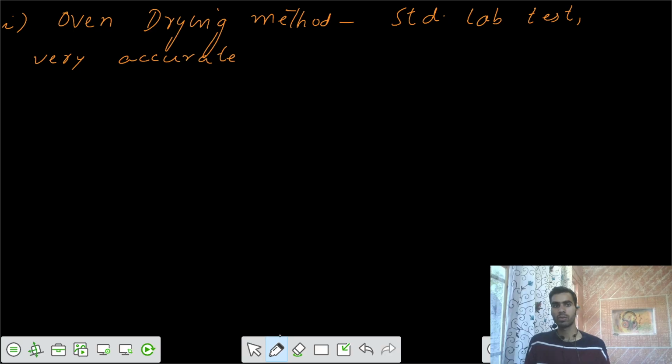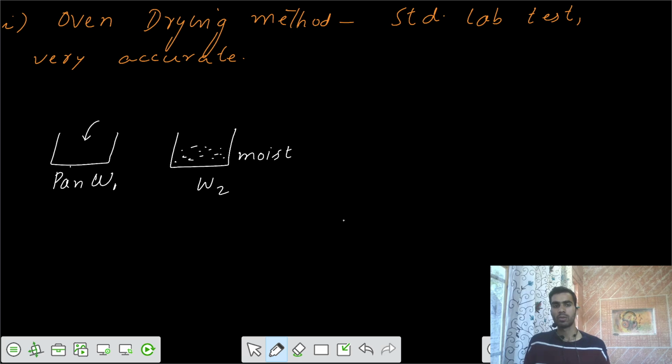So here what we do, we have a small pan, and the weight of the pan is W1. Now we are going to place the soil inside it, and the soil is moist soil. The weight of the pan with the moist soil we call W2.